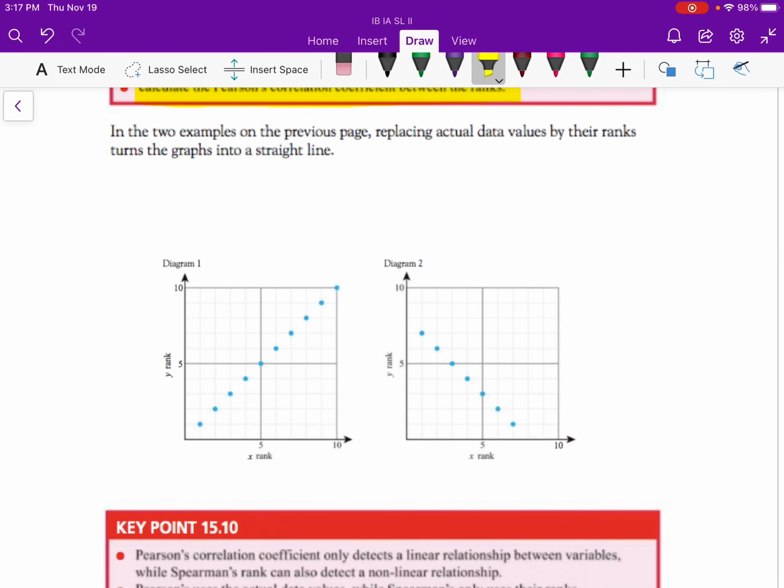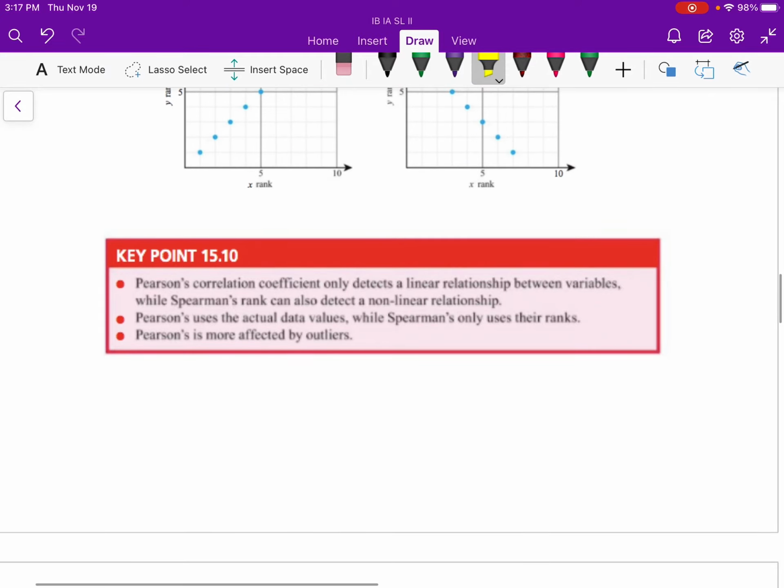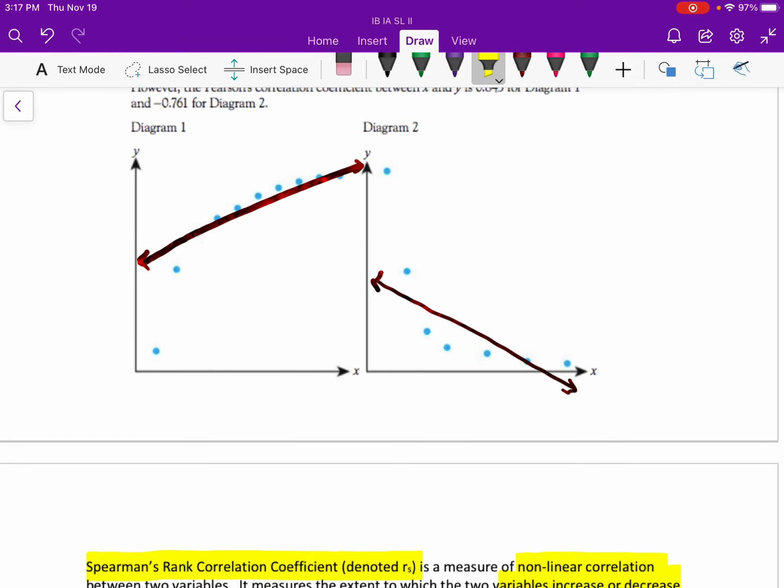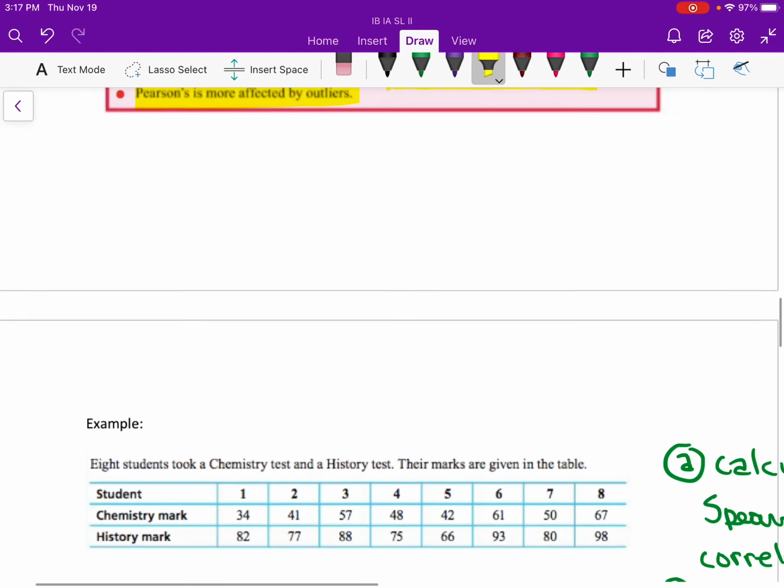In the two examples on the previous page, replacing actual data values by their ranks turns the graphs into straight lines, which is pretty cool. So this is what the Spearman's rank would look like. Pearson's correlation coefficient only detects a linear relationship between variables. Spearman's can also detect a nonlinear relationship. Pearson uses the actual data values. Spearman uses rank only. And Pearson's is more affected by outliers, like I showed you up here. If you have a couple outliers, it's really going to mess up your line of best fit, so to speak.